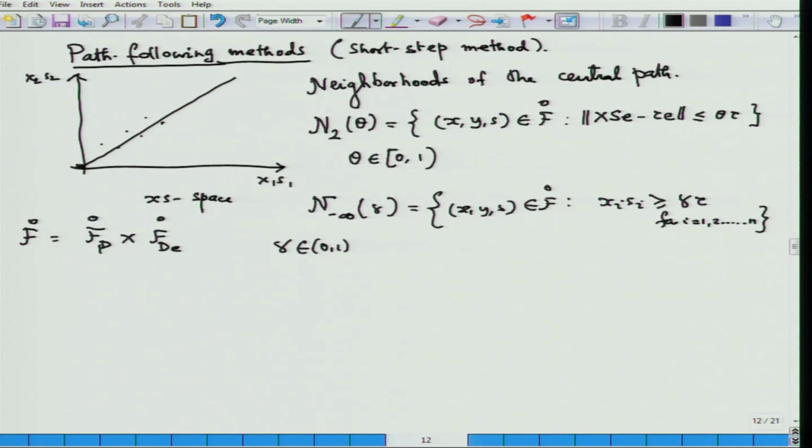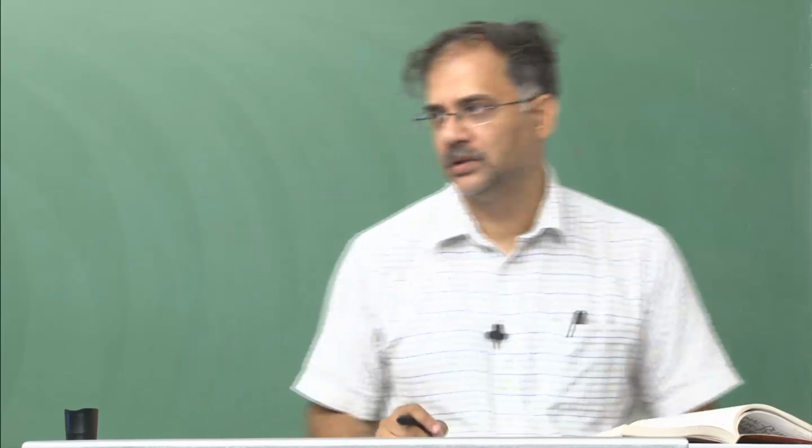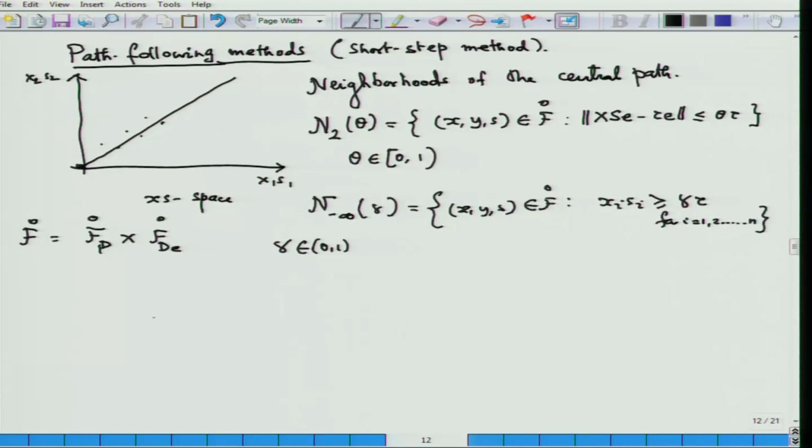So, for us it is important to know how this sort of neighborhoods look like. If you look at this, how this sort of neighborhood looks like. So, what is this? This is a Euclidean norm, right. Okay, this square is less than theta square tau square. Now, what is the meaning of this? So, what is excess E? Let us look at again just to remind you, this is nothing but this vector.